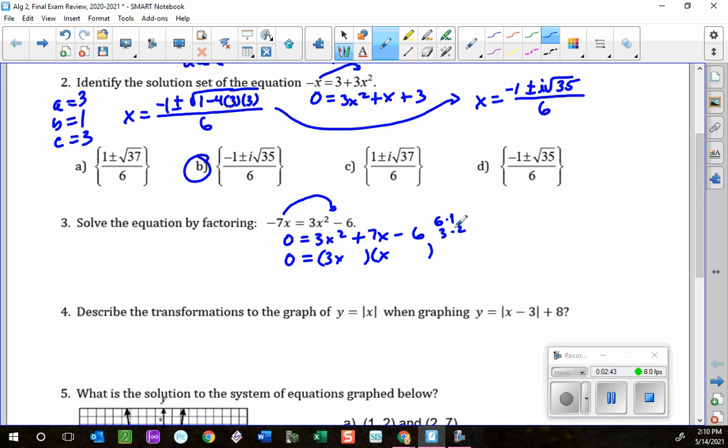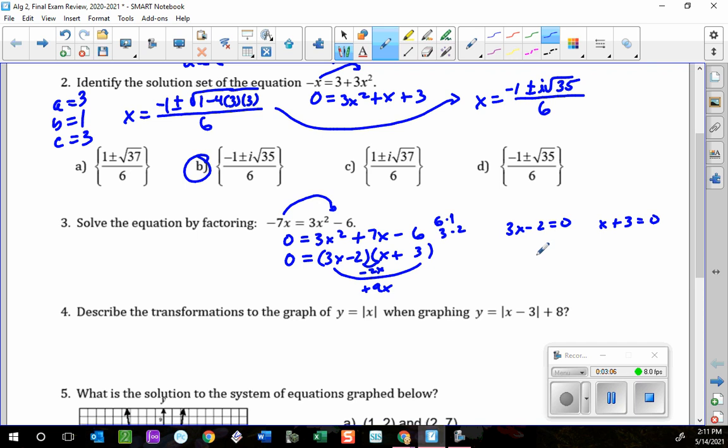So I think I'll try 3 and 2 first. I can't put my 3 in my first parentheses, so I'll try 2 here and 3 there. Let's check it out. 9x, yep, 2x, okay, I can make 7. Positive 9 minus 2, so minus 2 plus 9. To finish solving this, I would take each of those factors, 3x minus 2, and set them equal to 0, and solve them. x plus 3 equal to 0, solve that. Solve this one, you get positive 2/3. Solve this one, you get negative 3. So my solution set is 2/3 and negative 3, if you want to write it as a set.